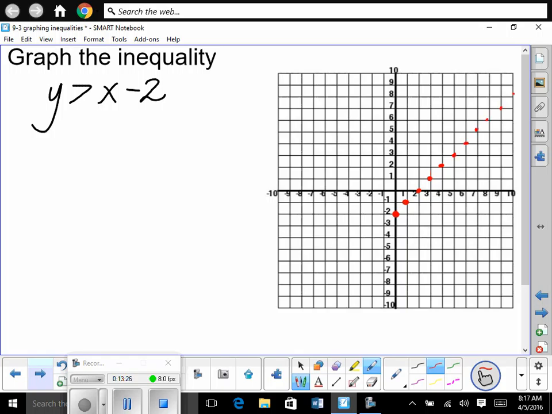Okay. Now my question for you is, is it including the line? No, it's y values greater than, but not including that line. So that means not including anything on that line. So we've got to draw a dotted line.